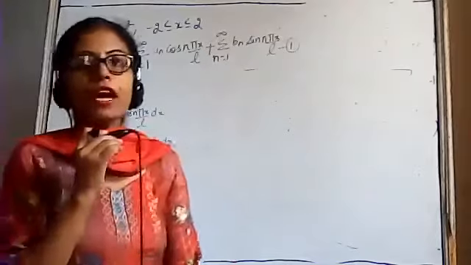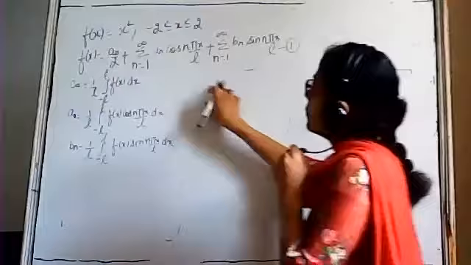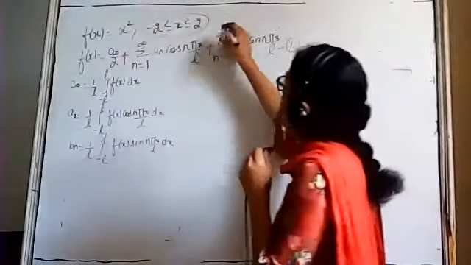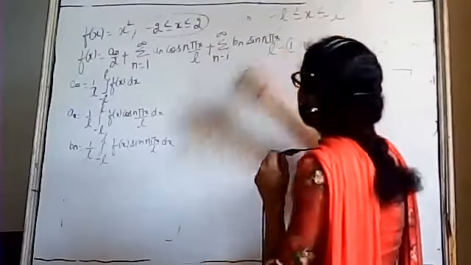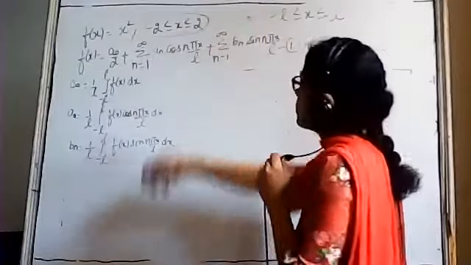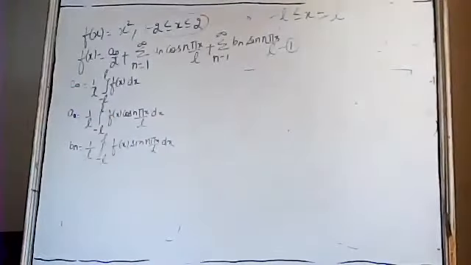Now from the limits we have to find the value of L. How can we find the value of L? See, the limit is from -2 to 2. If we compare this limit with minus L to L, then what will be the value of L? Minus L equal to -2, so L is 2.